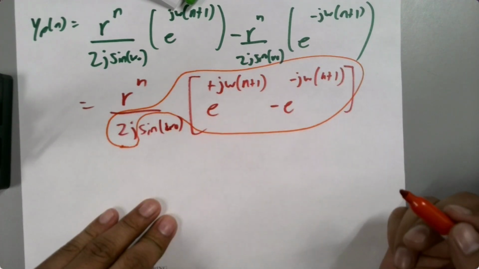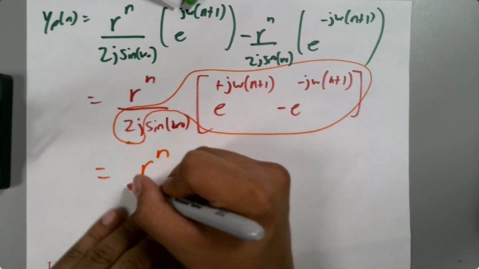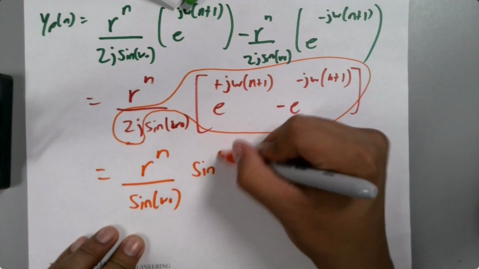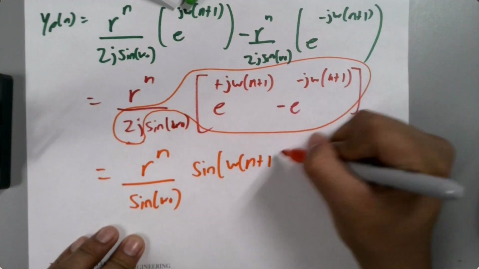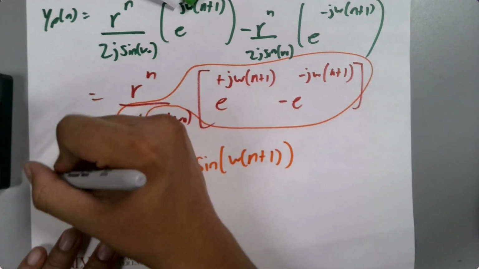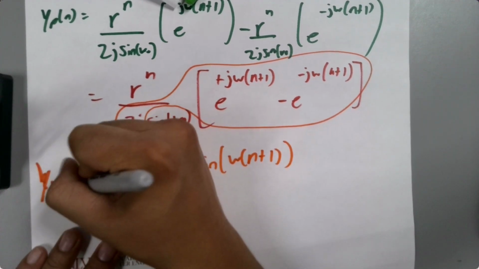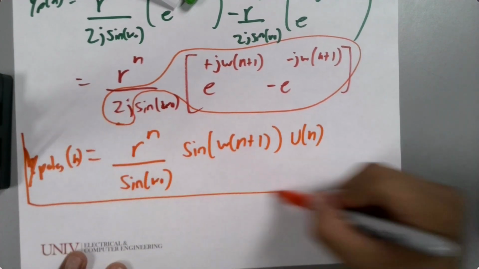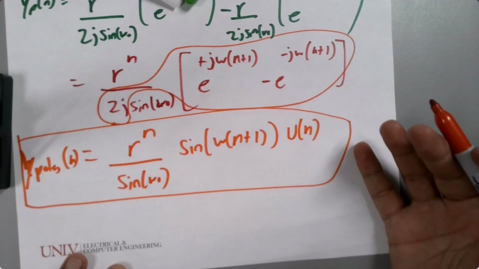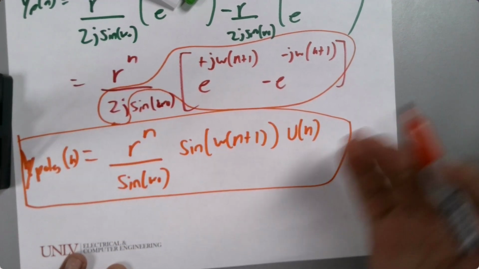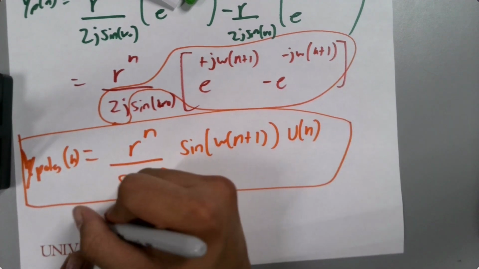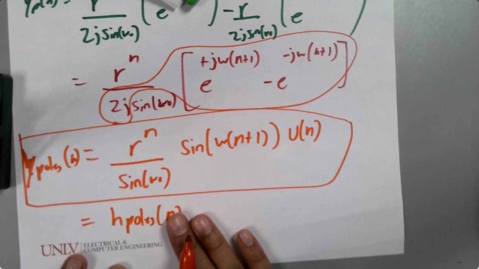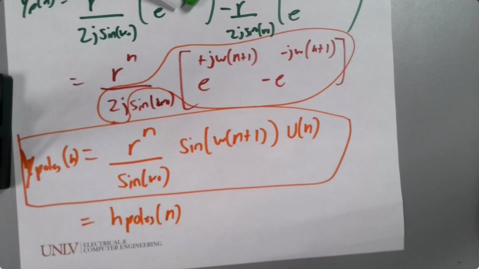Okay, so we can just take this. You seen that? R of n sine omega naught sine omega n plus 1. That's y poles n. And put the u of n here too, to tell us that we kicked the box at n is equal to 0. All right, and that right there is actually the impulse response of the feedback path.